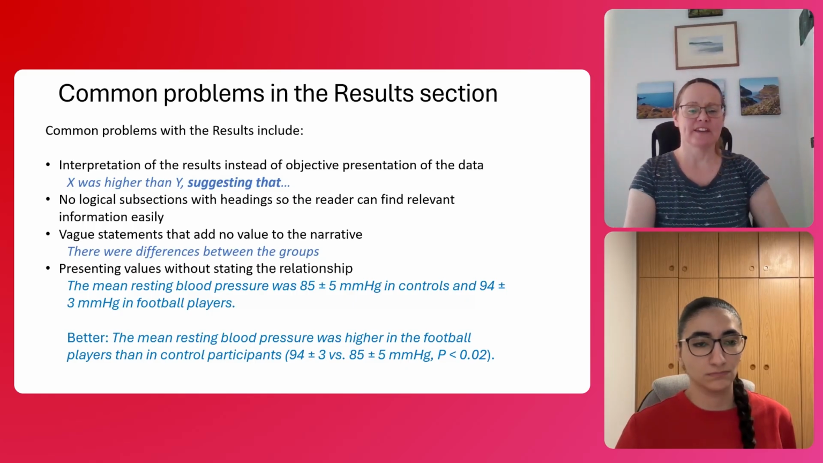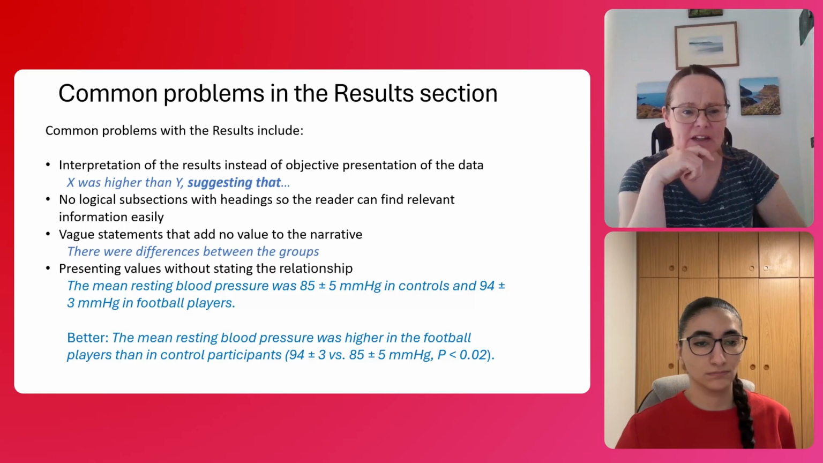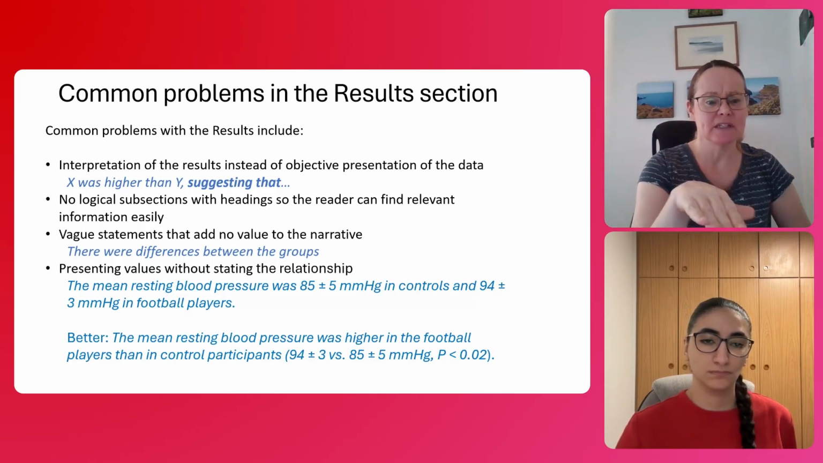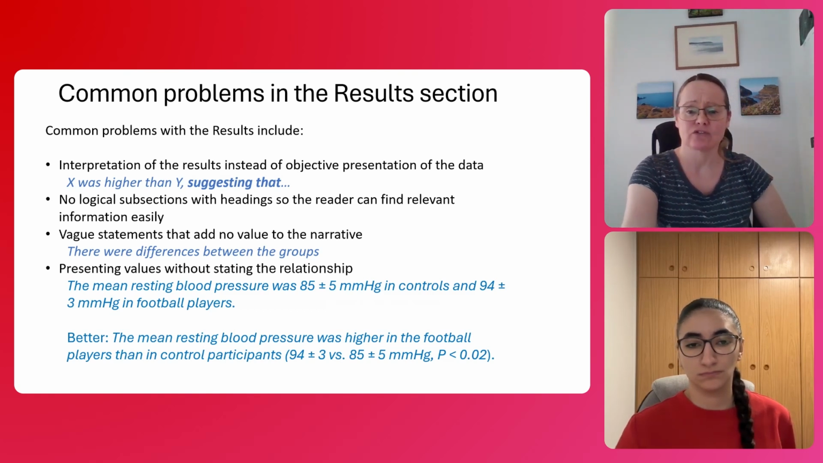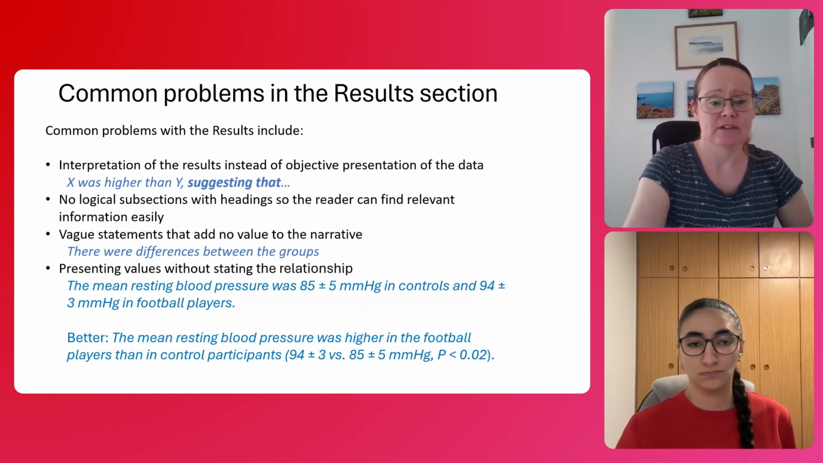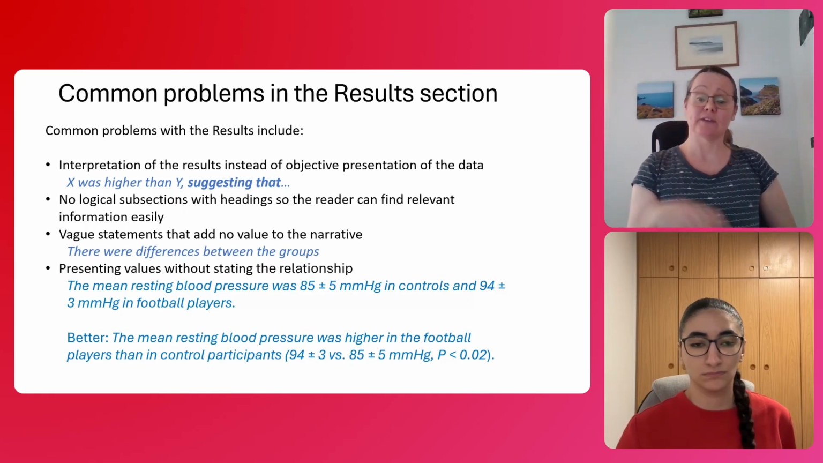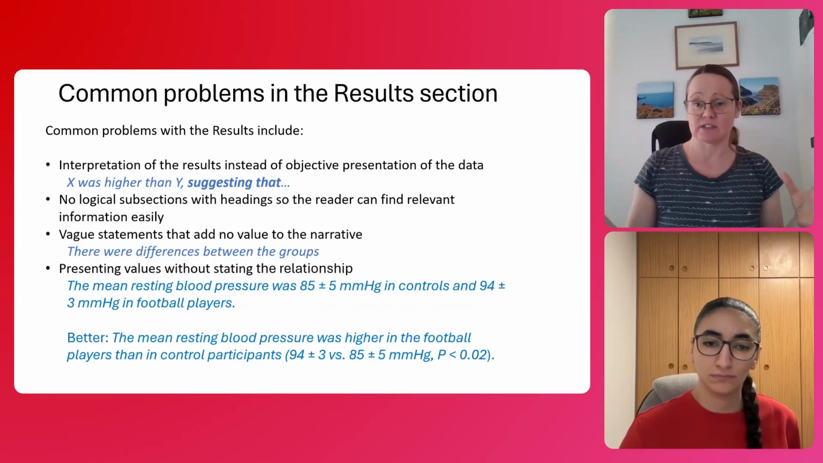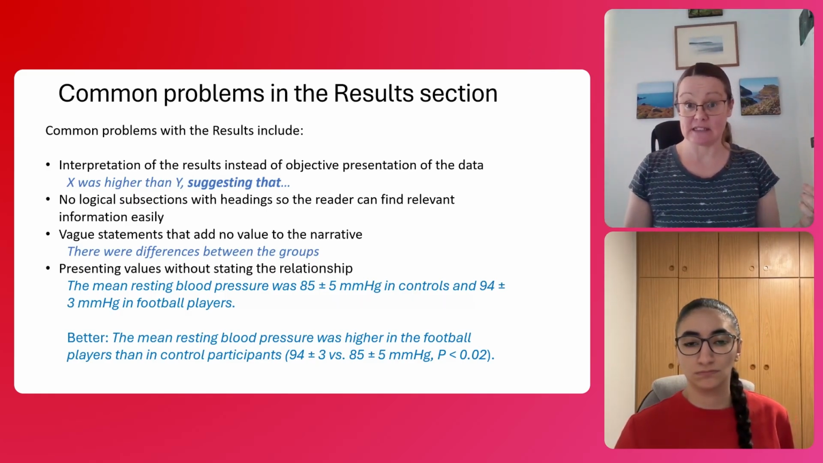And also presenting values without stating the relationship. I see this as well. So I have an example here. You might write that the mean resting blood pressure was 85 millimeters of mercury in controls and 94 millimeters of mercury in football players. And of course, everybody knows that 94 is higher than 85, but your reader has a job to do here. They have to spend a second or two figuring out what that means.